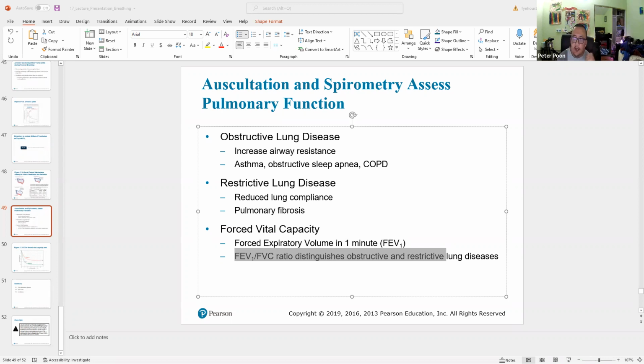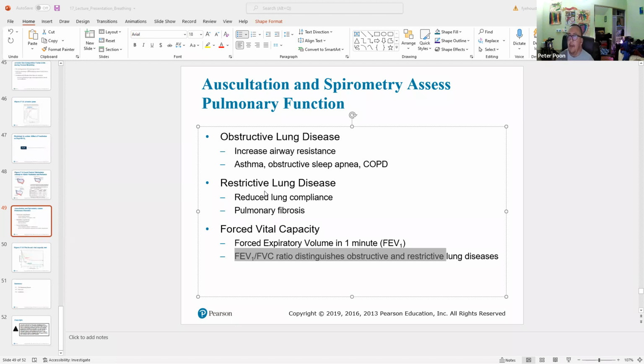One last slide to go over. Obstructive lung disease is airway resistance, so asthma, sleep apnea, COPD. There is nothing wrong with the lungs themselves; there is something wrong with the airway. With restrictive lung disease, there's nothing wrong with the airway; there's less lung compliance.